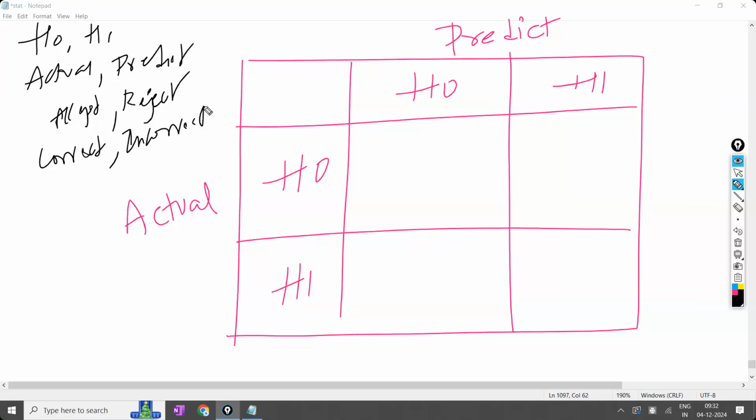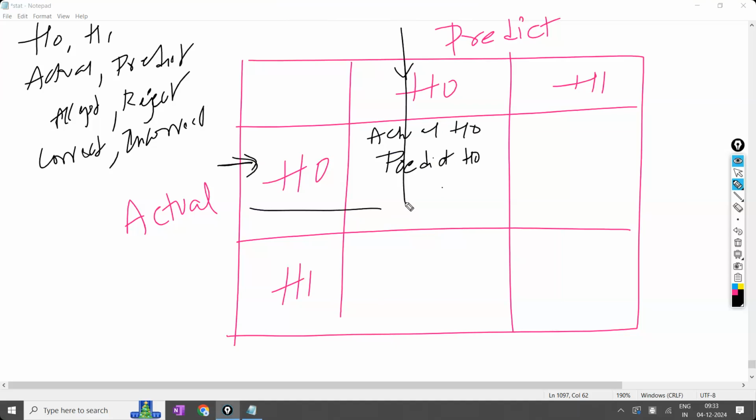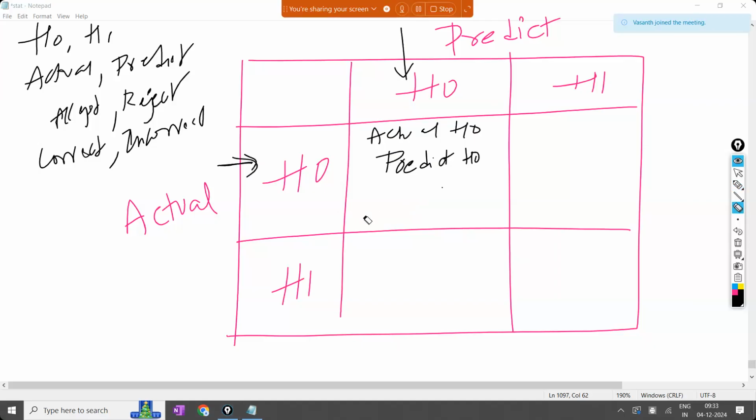Right? Now, cell number one. What is actual? Actual is H naught. First you write the actual word, and later you write the predict word. Second, you take the predict. For this particular cell, what is actual, you see from this side, and what is predict, you see from this side. This cell is a combination of these two: actual H naught, predict H naught.